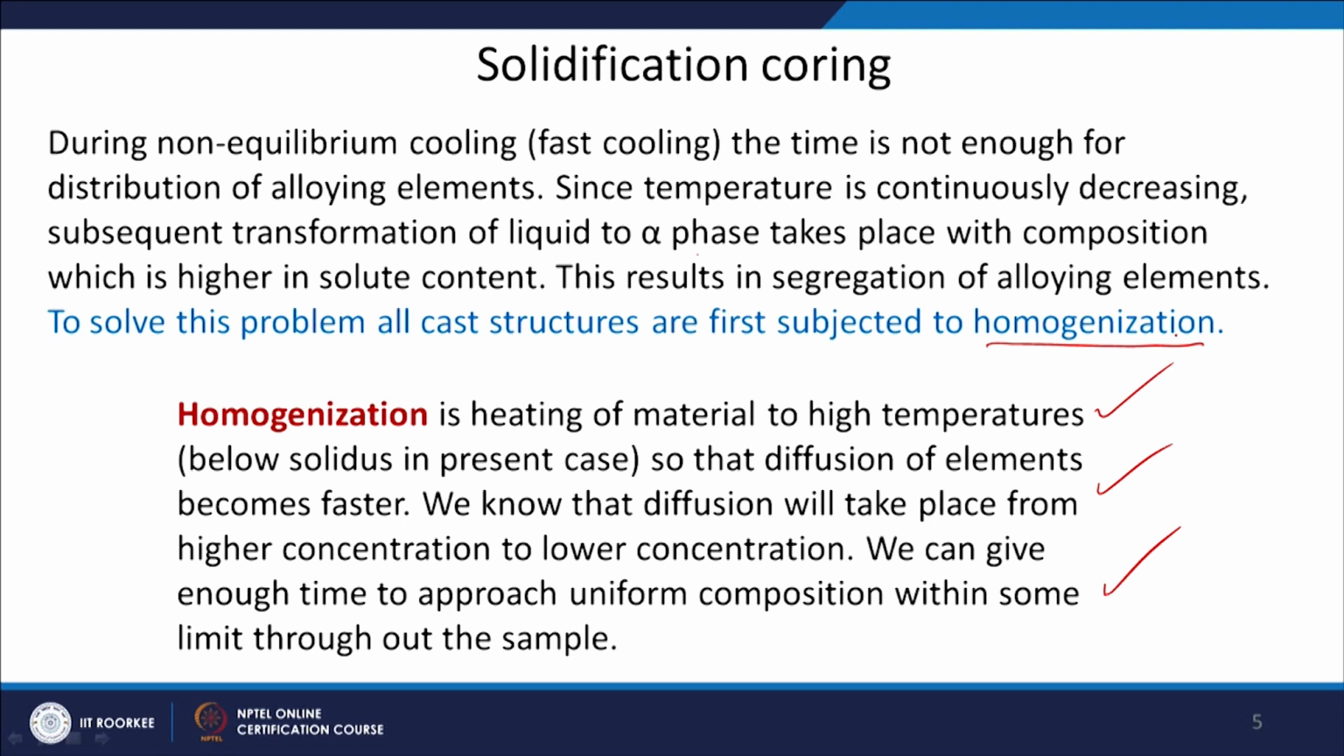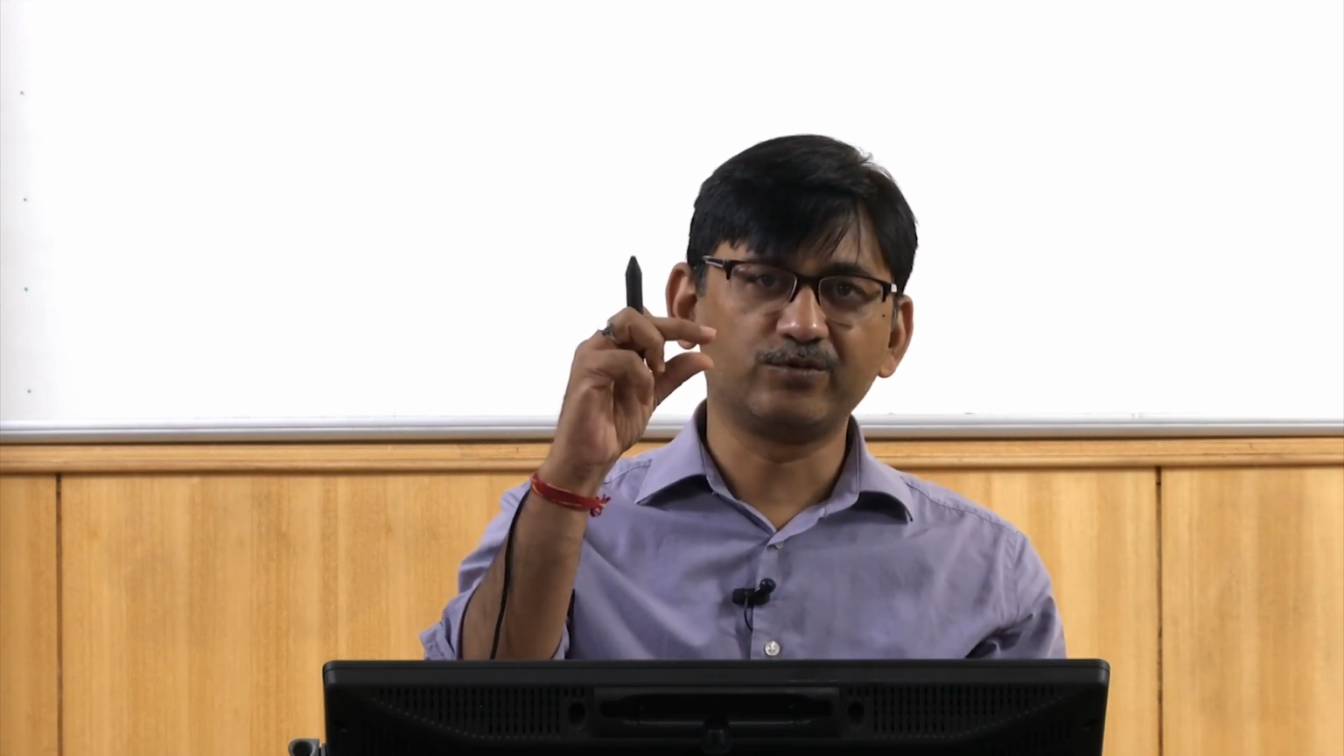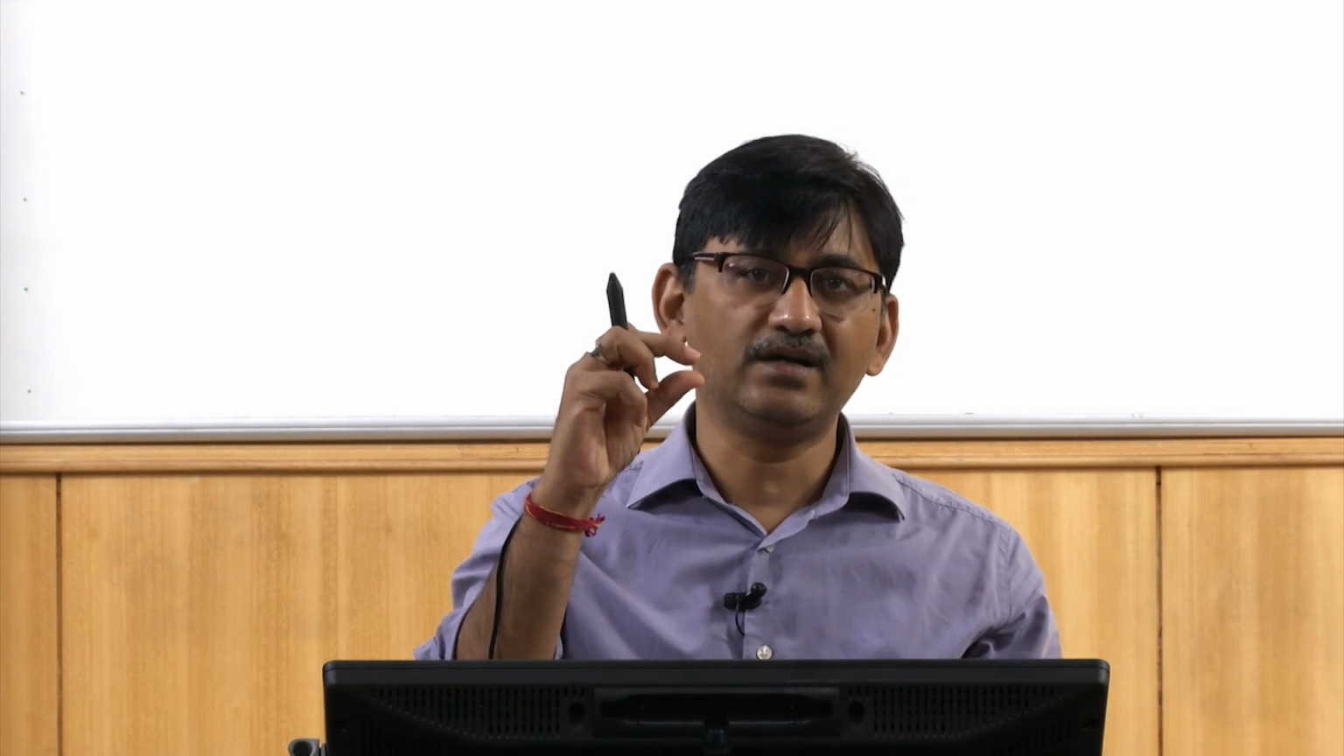So, we do not have to have an ideal homogenized condition where, at every place if you measure the solute content, it has to be the same. You have to define a limit that up to this much variation I can accept the alloy. Once you have defined that, you will get a reasonable time within which you can do the homogenization process to get uniform composition throughout the sample. So, with that we will stop this lecture here. Thank you.